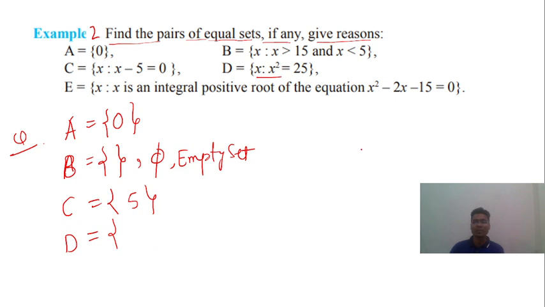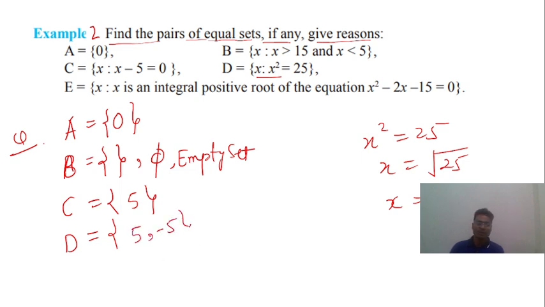Part D we are going to write. They say that x square is equal to 25. So x is equal to square root of 25. If we bring this 25 outside, we get positive negative 5. So we get 5 comma negative 5. So D has two elements. Till now none of the sets are equal because they all have different numbers of elements and also different sets. Okay, now we're going to solve this E part.